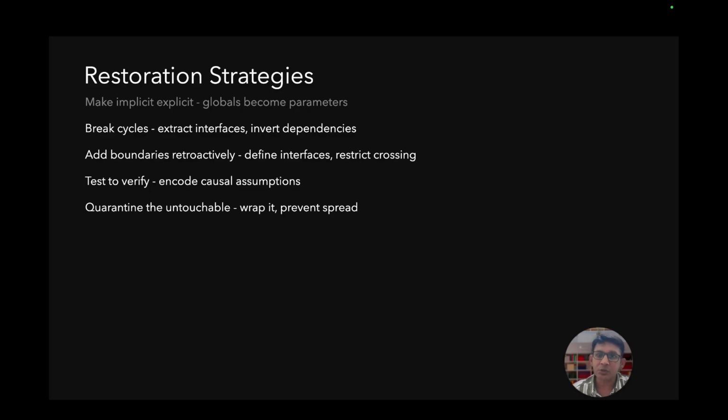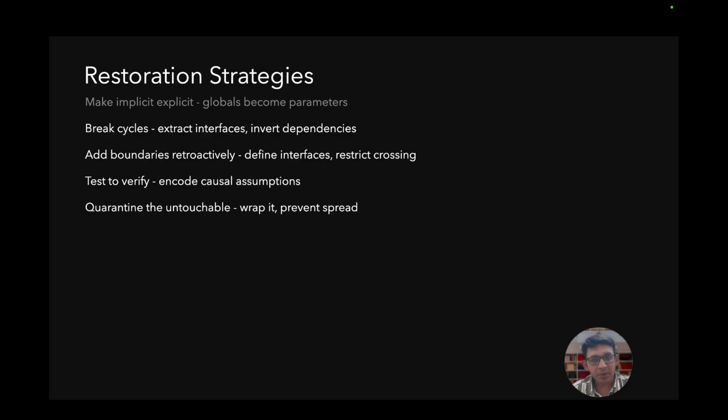And finally, test to verify causality. As you refactor, write tests that encode causal assumptions. When I change X, Y should change, but Z should not. Tests become executable specifications of the causal graph.